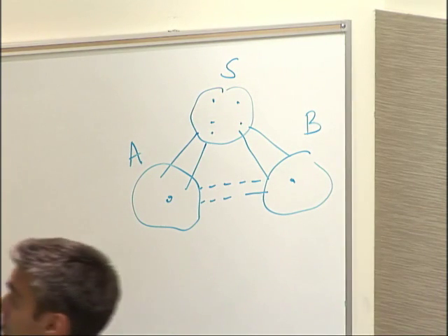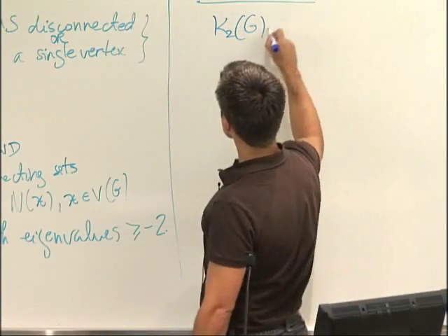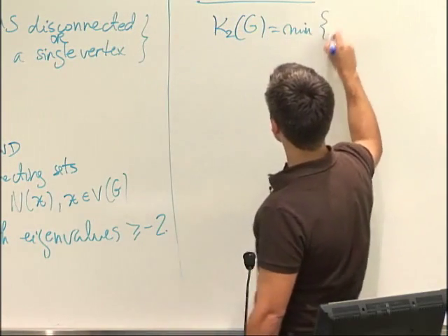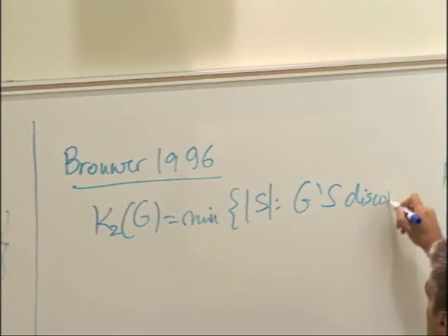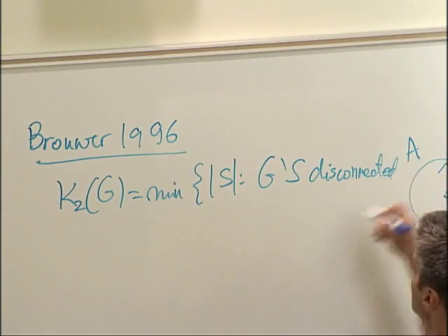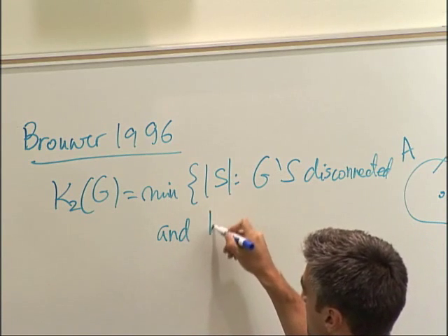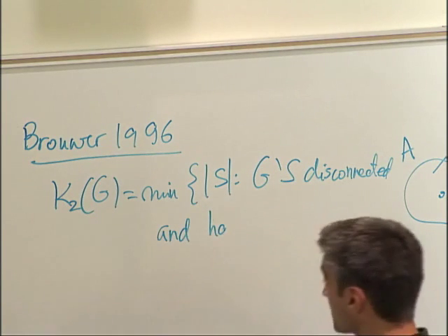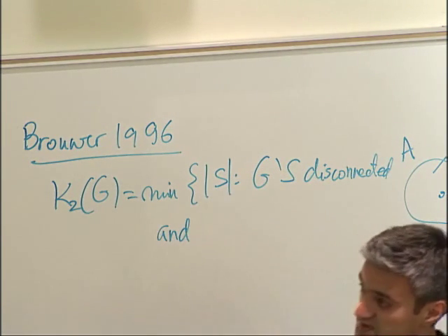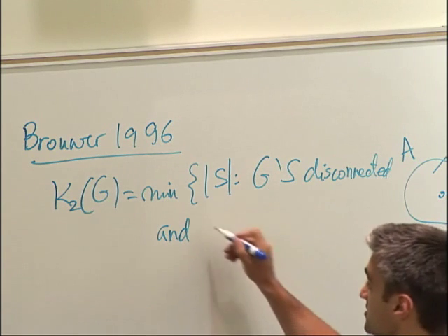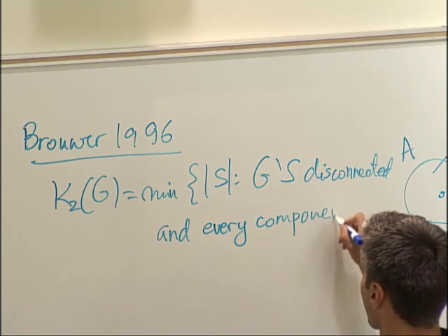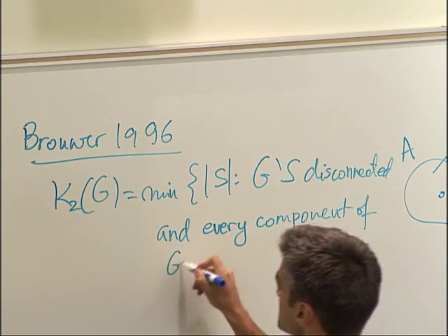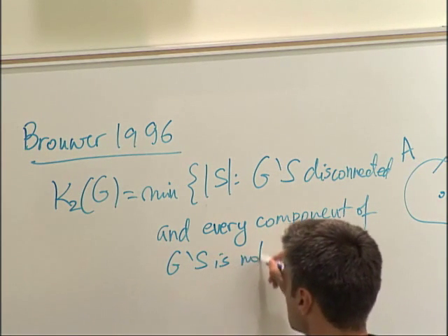So let me denote by κ2(G) the minimum cardinality of a set S such that G minus S is disconnected and every component of G minus S is not a singleton.